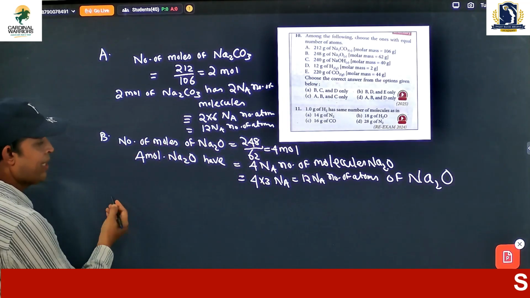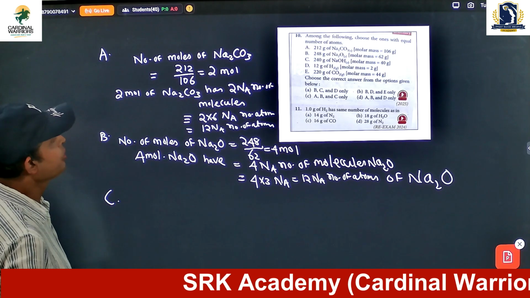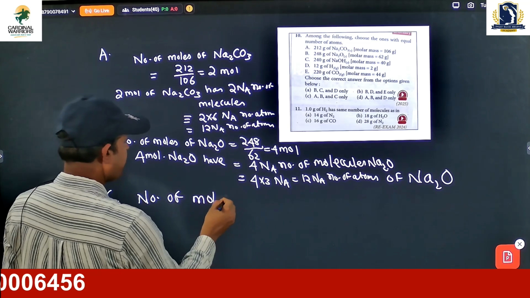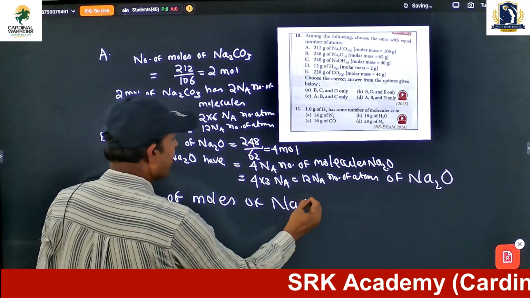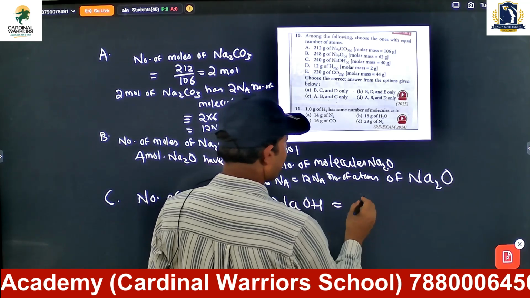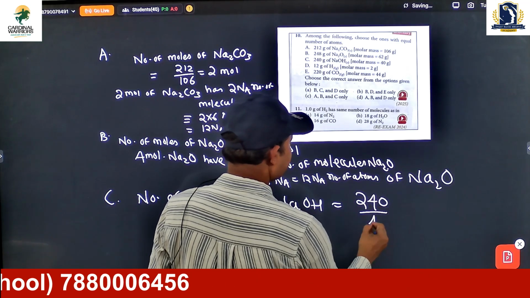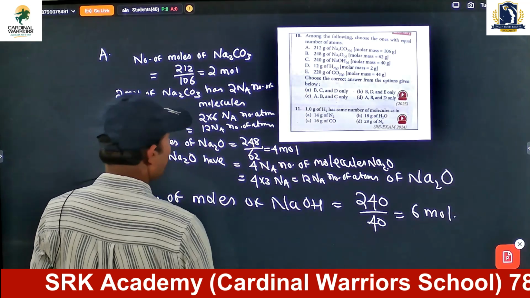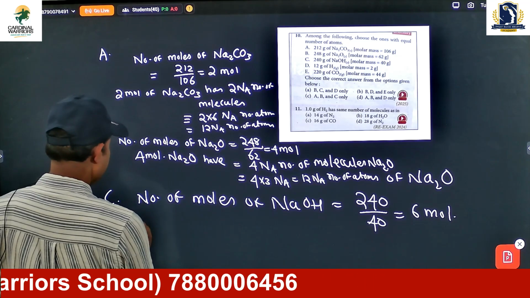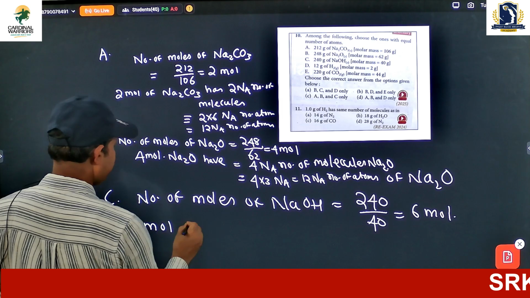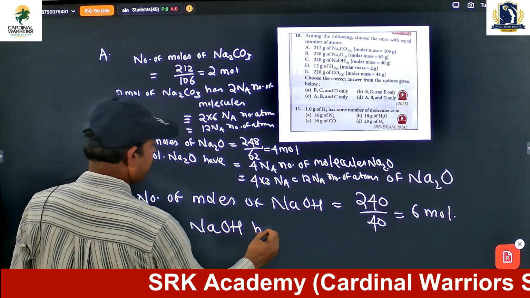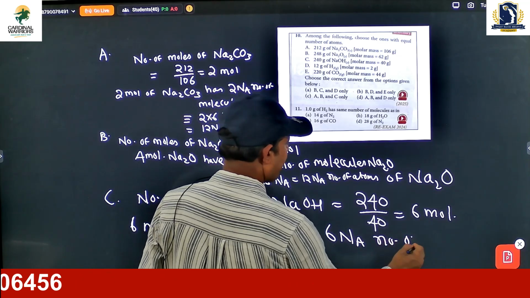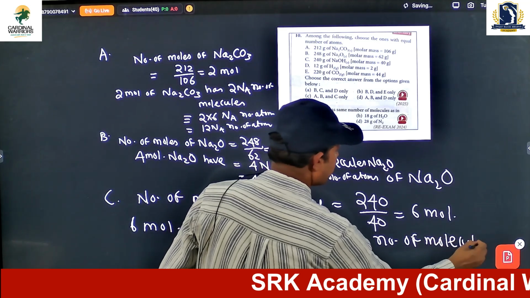C again. So what is given in C? 240 gram of sodium hydroxide. So the number of moles of sodium hydroxide is given mass upon molecular mass, 240 upon 40, its molecular mass, that is 6 mole. So 6 mole of sodium hydroxide have 6 Na number of molecules of sodium hydroxide.